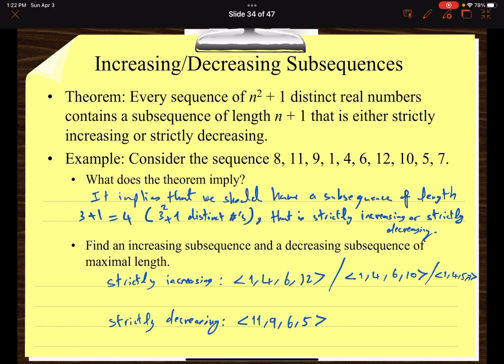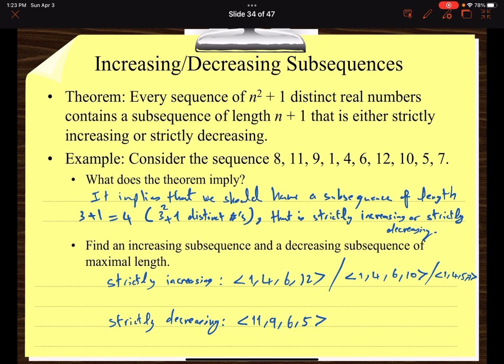And where do we use the pigeonhole principle? It's actually in the proof of the theorem, which we will skip. What if the original sequence was 1, 4, 5, 6, 7, 8, 9, 10, 11, 12? So what does the theorem say? There is at least a subsequence of length 4 that is increasing or decreasing. Is it at least or exactly?